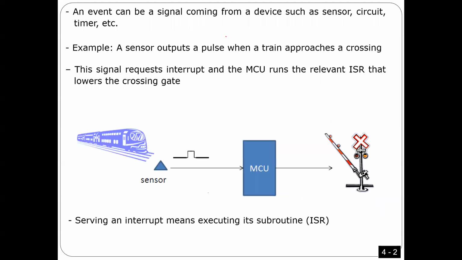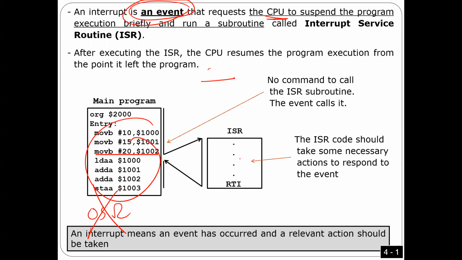But before I tell you how it is useful, does anyone still not understand the concept here? There is an event, a hardware event, right? Suspend the program, execute a subroutine. You don't write an instruction to execute the subroutine. The calling of the subroutine is done by the hardware, by the event. Okay, any question, guys? And always, what you have to write in the subroutine has to be something related to the event. I give you one example here. The event in this case is the train coming. So I have to write in the subroutine my response, my reaction to this event.